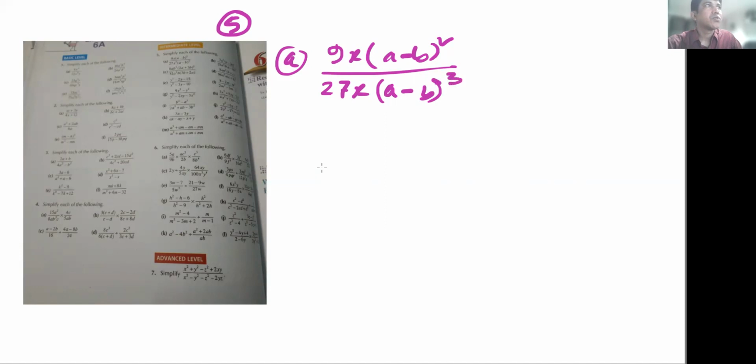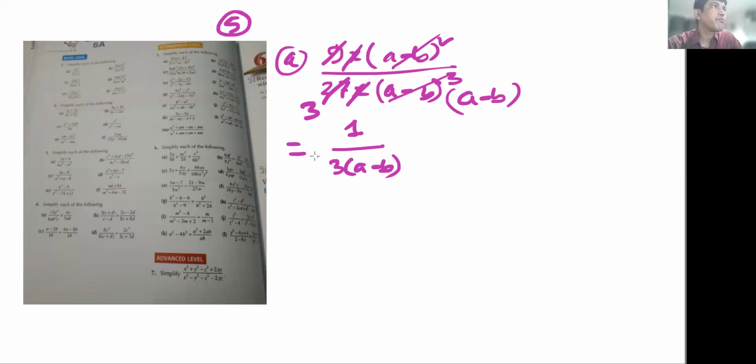So see here, you will have to do something very easy. It is already in the multiplication form, right? You can cancel this one as 3. You can cancel this one and this one. You can cancel these two also because a minus b, a minus b. Since it's a division, there will remain a minus b here. So the result is 1 divided by a minus b.